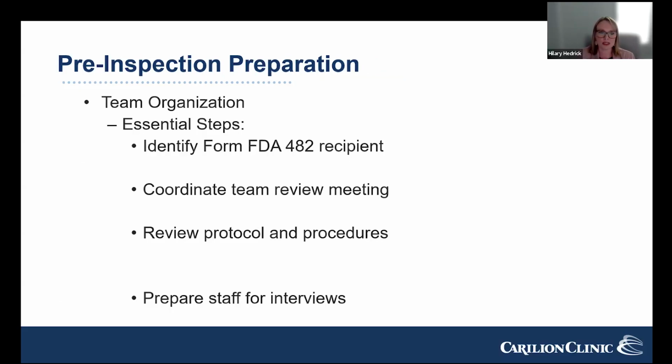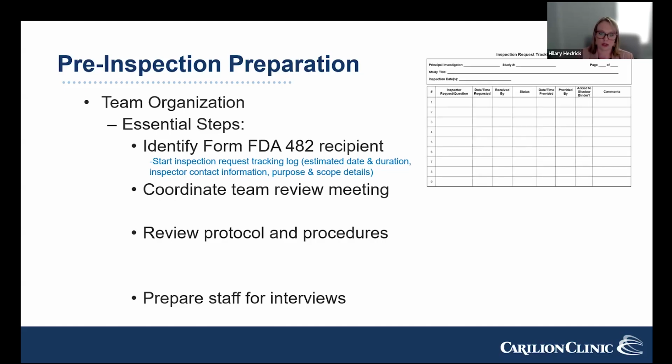So part of pre-inspection preparation, I've already talked about team organization. So these are just the essential steps of the audit, and this is a broad overview. These are some of the tips and suggestions we have. You can actually keep clicking, Christina, to where, yes. And so identify who was on the Form 482, the recipient.